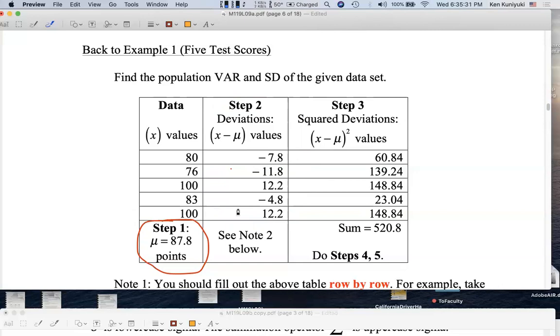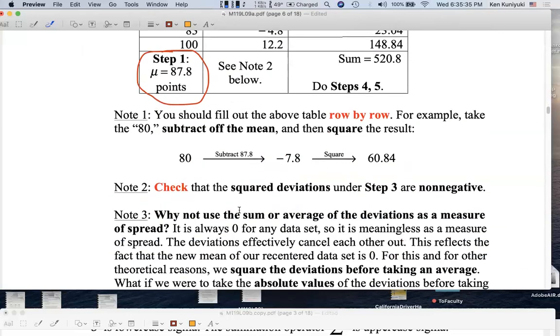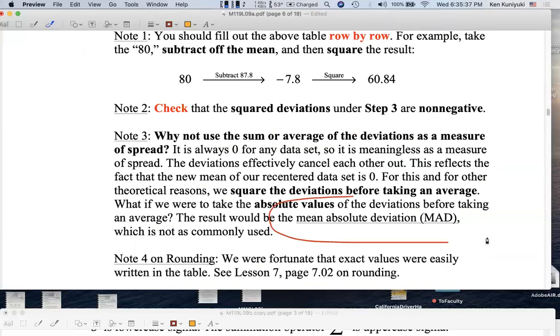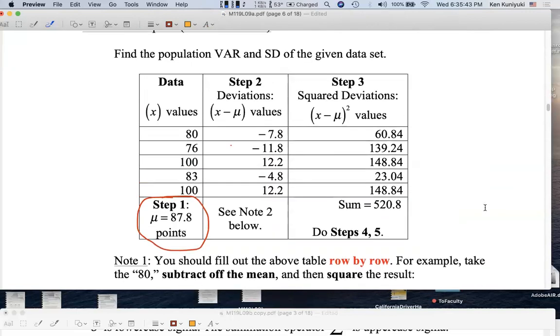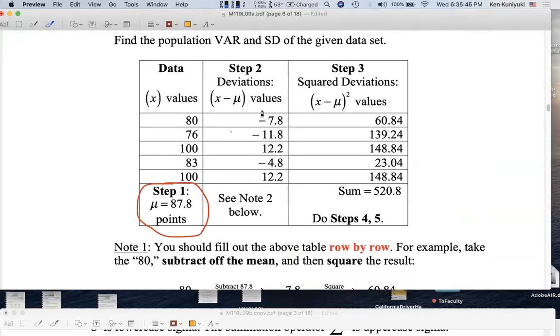Now, one response might be absolute value, and that is a possibility. That would lead to what we call the mean absolute deviation, or the MAD. But it turns out that statistical theory doesn't like that as much. So what else can we do to these values to make sure that these results are non-negative? Well, we can square these values.